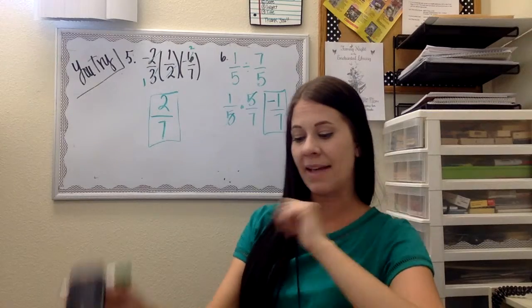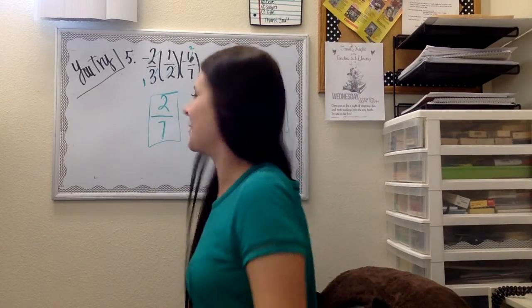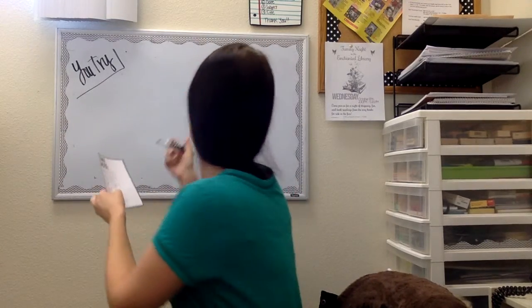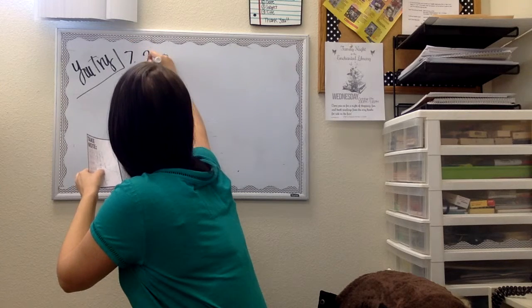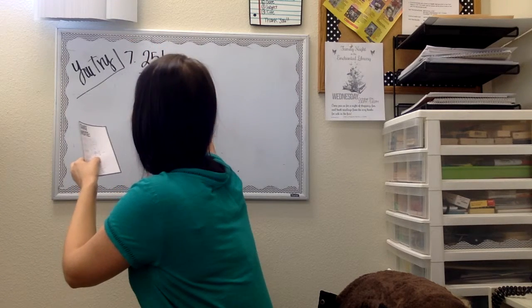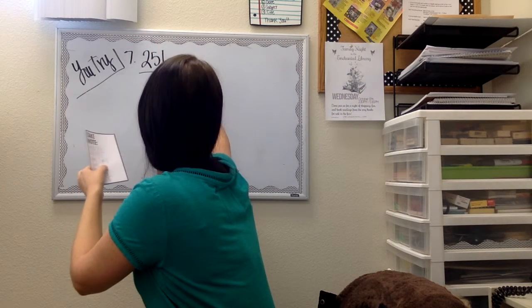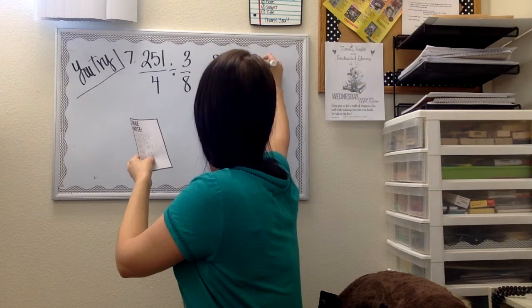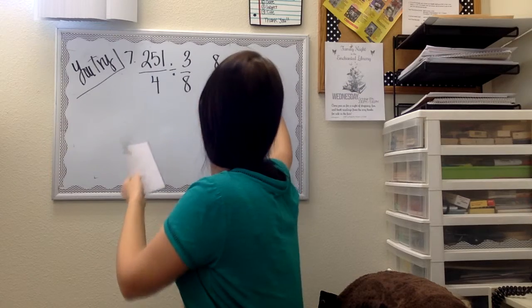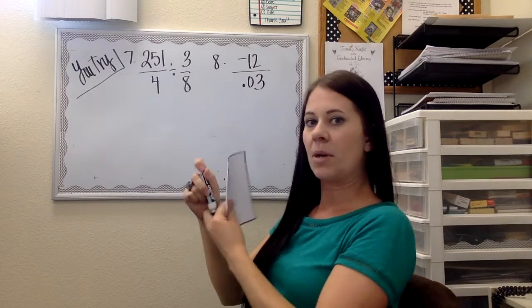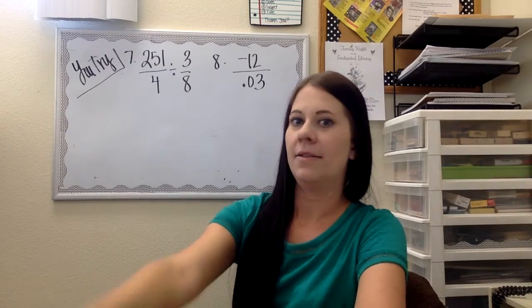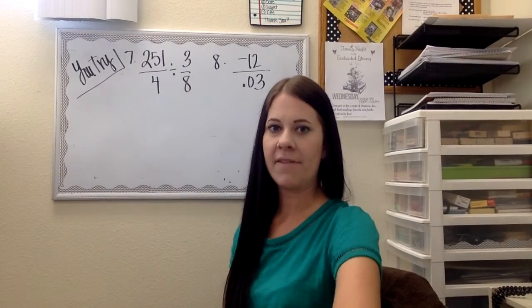We're going to do 7 and 8. Look, I haven't lost count of my numbers yet. Okay, so number 7, let's try 251. This one's big numbers. Okay, I'm just warning you. Divided by 3 over 8. And for number 8, let's do negative 12 over 0.03. Okay, so pause it and try it.